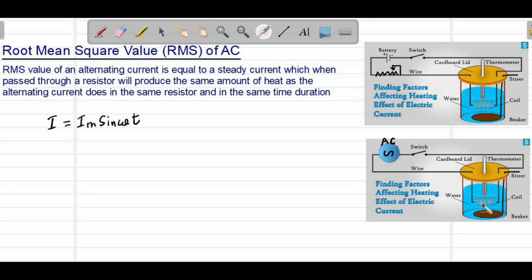We need to find out the heat energy produced in this coil. How much heat energy is produced in this coil when AC current is passing? But we cannot substitute a value of current here because every moment the current is changing. So what we are doing here, we will take a very short time dt, an infinitesimally small interval of time dt, and during that short time gap we can consider the current almost constant. During that very short time gap, how much heat energy is produced here?